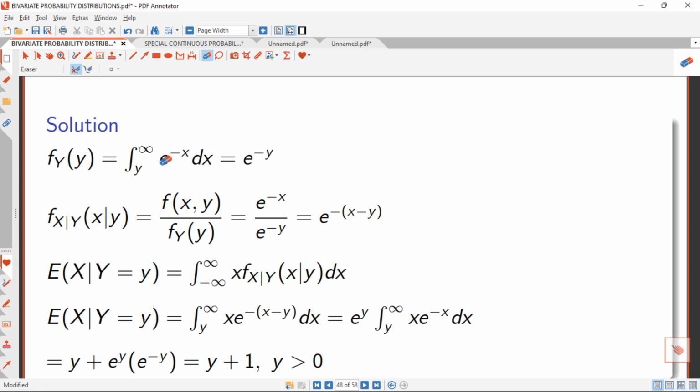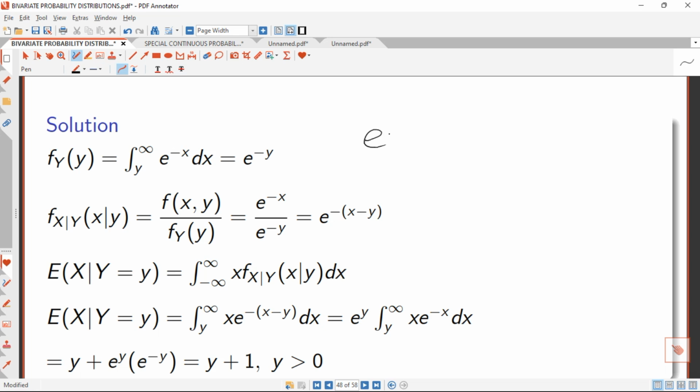our joint probability distribution, where we have e raised to the power negative x, with respect to x. Okay, and our result is e raised to the power negative y. You see, always for the marginal of y, we integrate on x. That's the reason why we are moving from y to positive infinity. And I told you how we got the limit to be y to positive infinity.